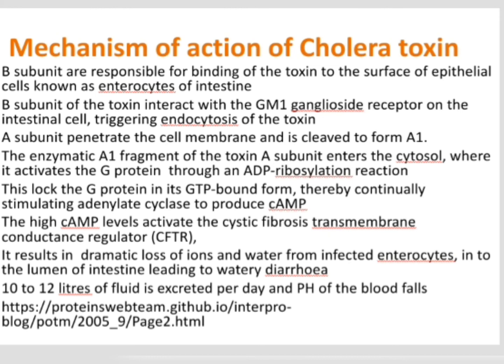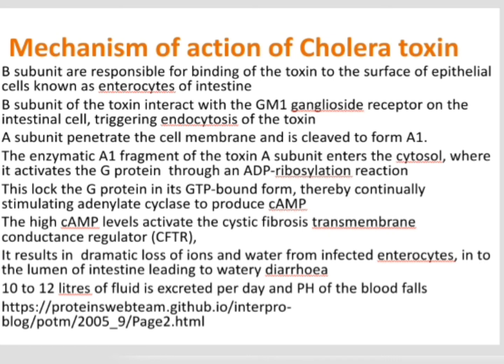It activates the G protein through an ADP ribosylation reaction. What happens is that the G protein gets locked in the GTP bound form. GTP bound form is the activated form. This activated G protein will continually stimulate adenylate cyclase to produce cyclic AMP. So the A1 fragment activated G protein, which activated adenylate cyclase to produce cyclic AMP.